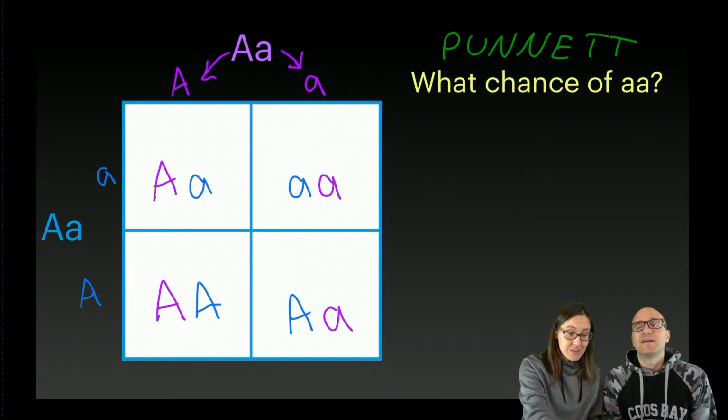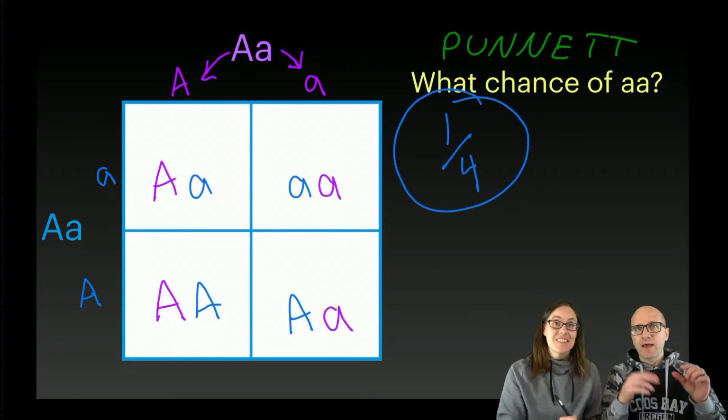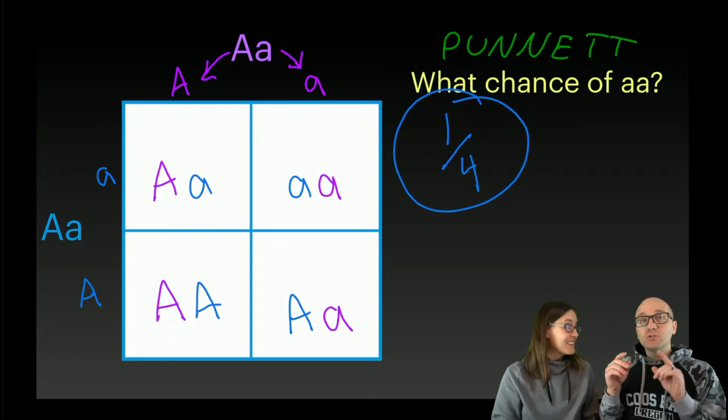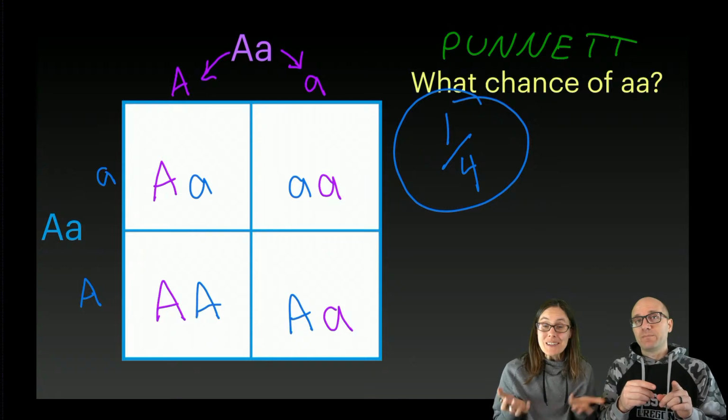So what was the chance of getting homozygous recessive? 1 in 4. 1 out of 4. So when we do a heterozygous cross, the phenotypes would be in a 3-to-1 ratio. 3-to-1 ratio, exactly what Mendel saw.